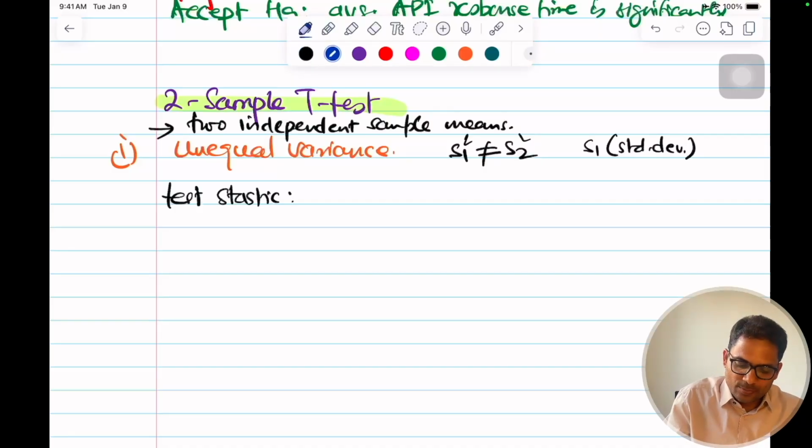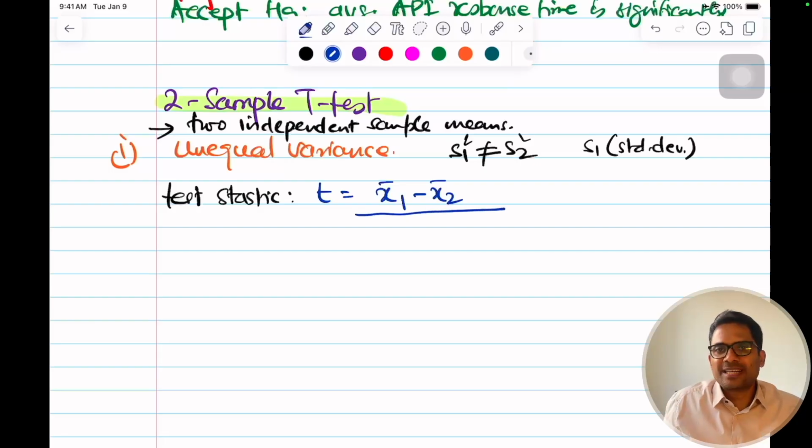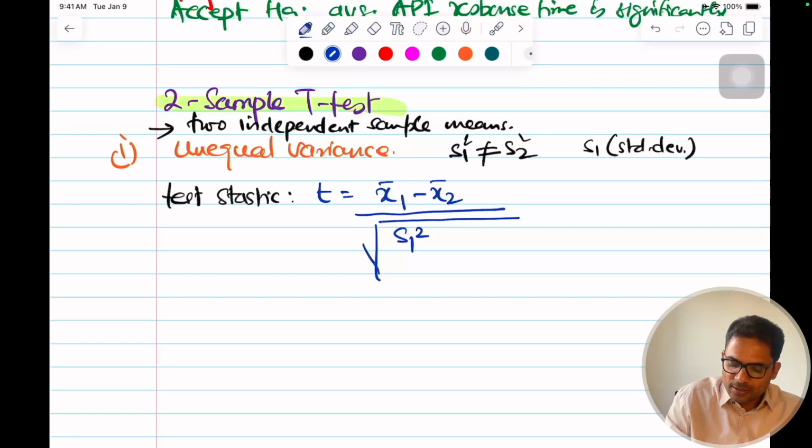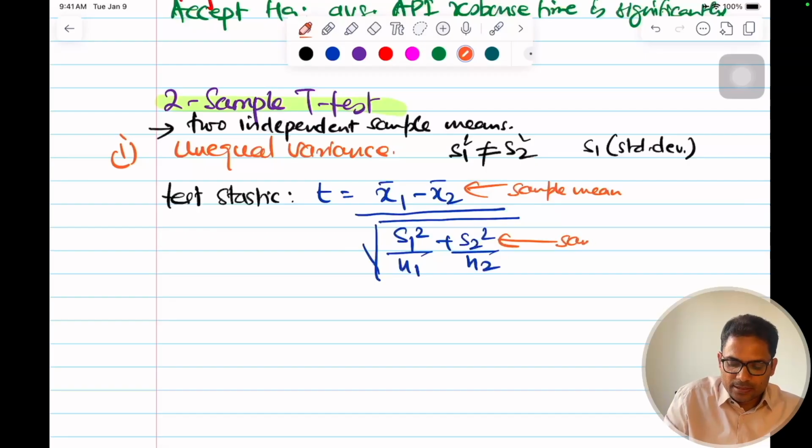So my test statistic would be T is equal to difference of the two means, as I mentioned, and there will be some form of standard deviation in the bottom to normalize or standardize it, some scaling factor, and this will be equal to square root of S1 square by N1 plus S2 square by N2. These are your sample means. These are sample standard deviation, and this is your sample size.